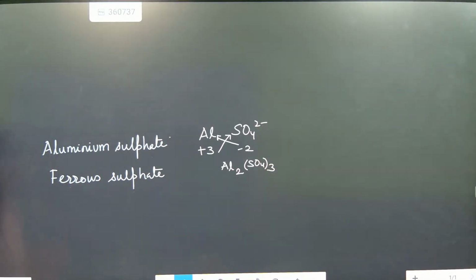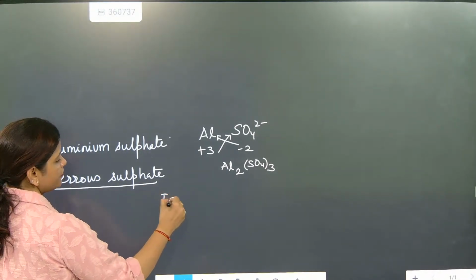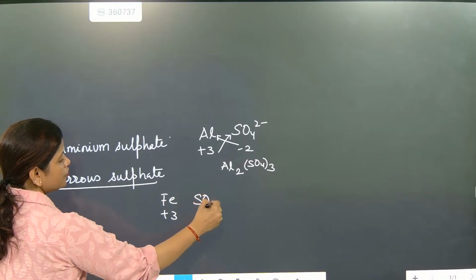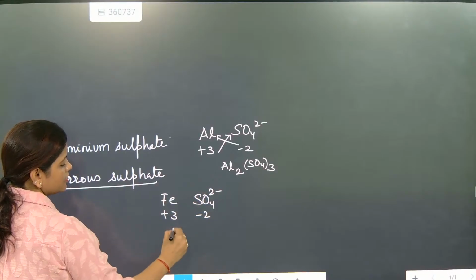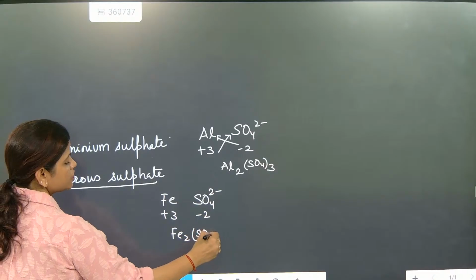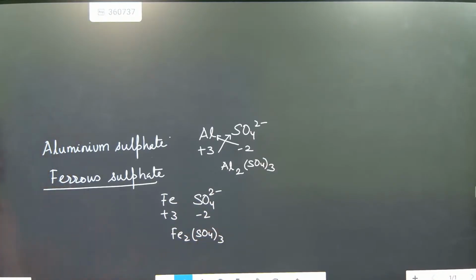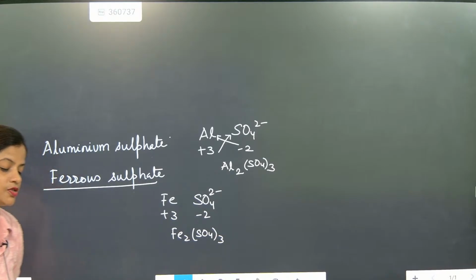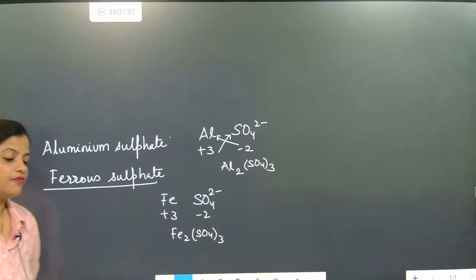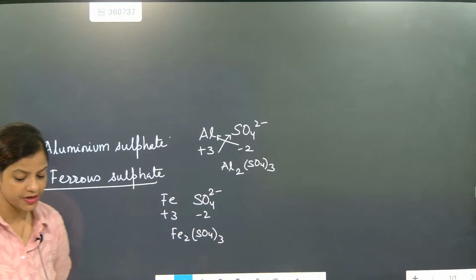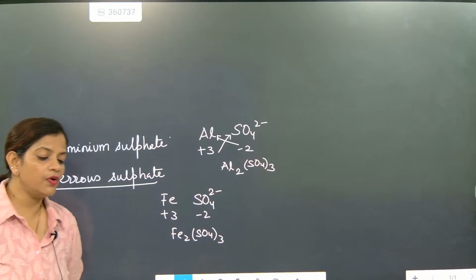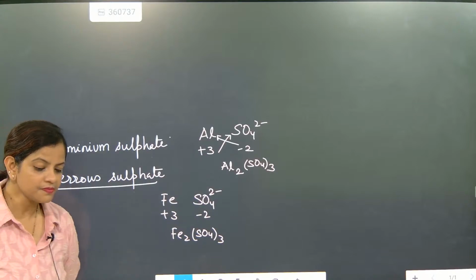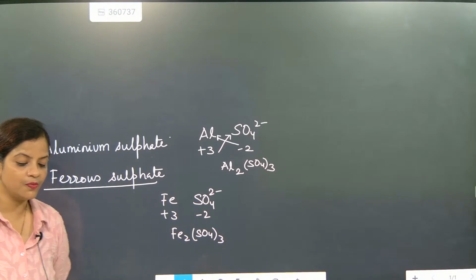Note down, beta. Now ferrous sulfate. Ferrous sulfate means Fe 3 plus and SO4 2 minus. So it will become Fe2(SO4)3. Note down this too. Check this one out, beta. Aluminium sulfate, ferrous sulfate. Now, children, you are understanding how to write the crisscross rule? Did you understand how to write, beta? Very good, super.